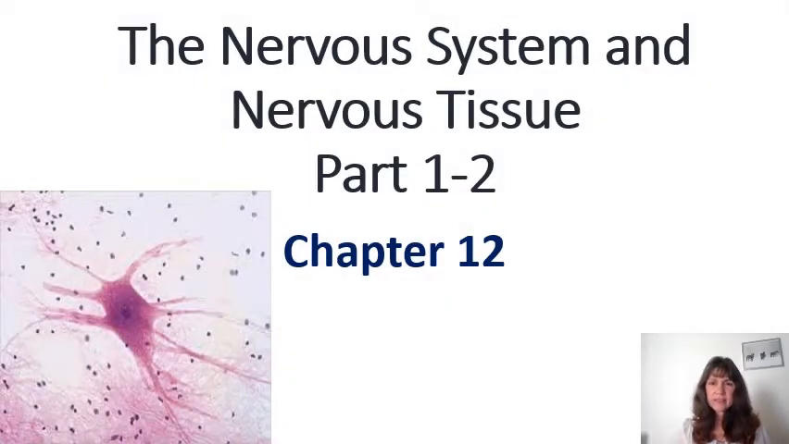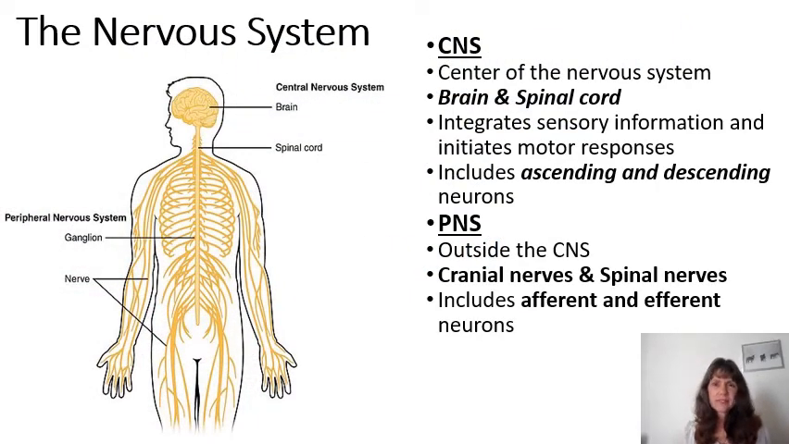This recording is the nervous system and nervous tissue, part 1 of 2. The nervous system can be broken down into two main divisions.